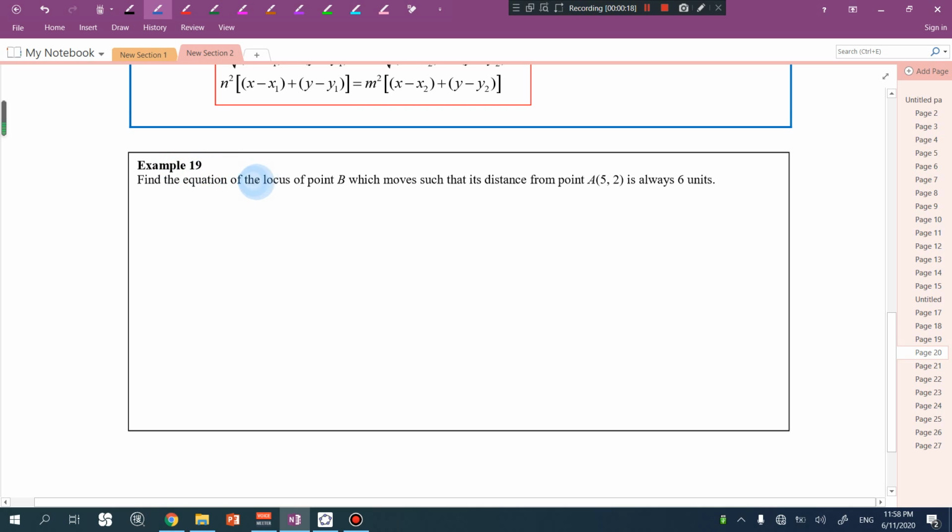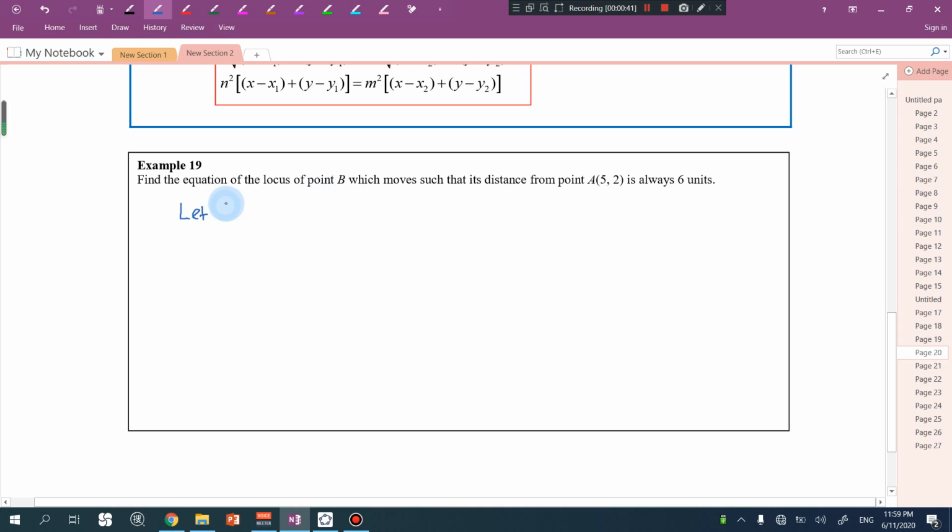Find the equations of the locus of point B, which moves such that its distance from point A is always 6 units. Constant distance from a fixed point. So you know this must be a circle, right? The locus of point B is actually a circle. So how do we get the equations of this circle?